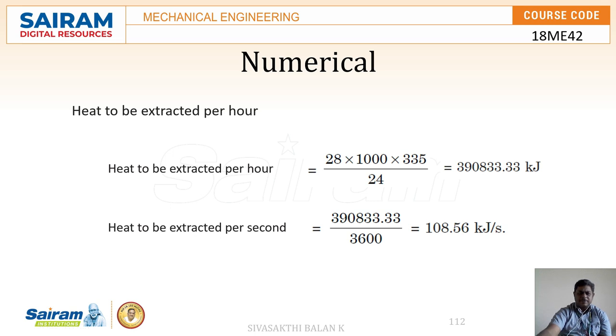And the heat to be extracted per hour, we can easily calculate by the formula of ton of refrigeration. The relation says that 1 ton of refrigeration is almost equal to 14,000 kilojoules per hour. Then, if we multiply it by the 28, we get this much value: 390,833.33 kilojoules. And heat to be extracted per second, this is per hour. To calculate for second, we need to divide by 3600, we get 108.56 kilojoules per second, or 108.56 kilowatt.